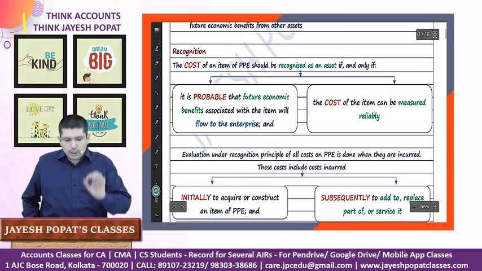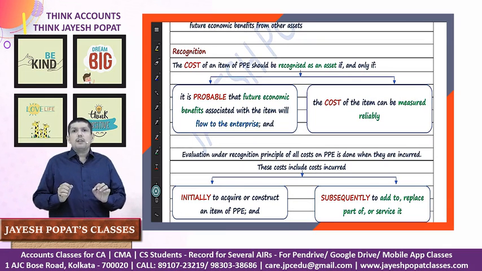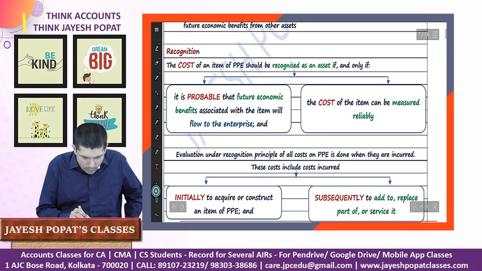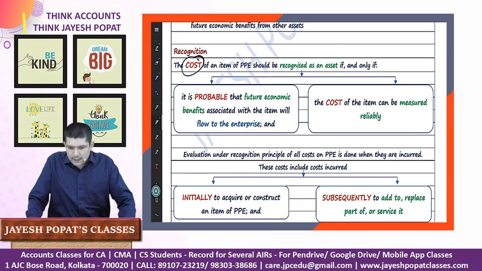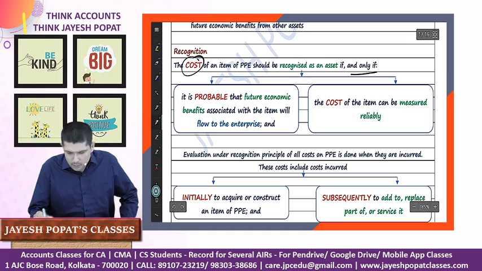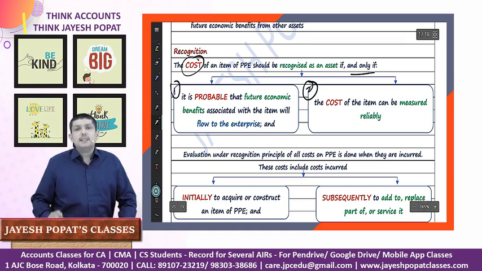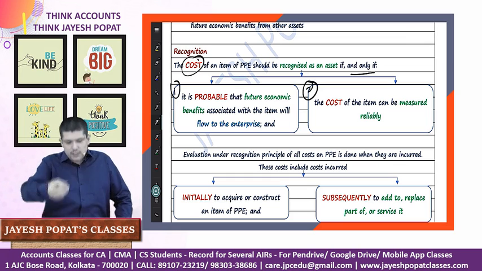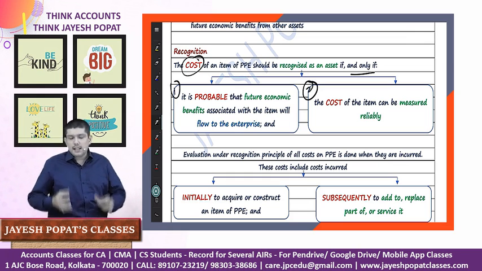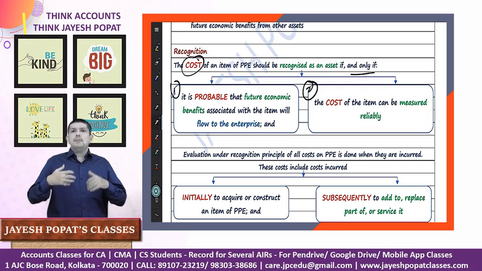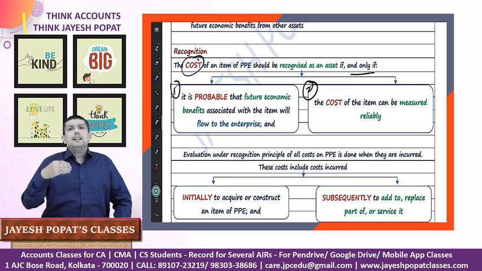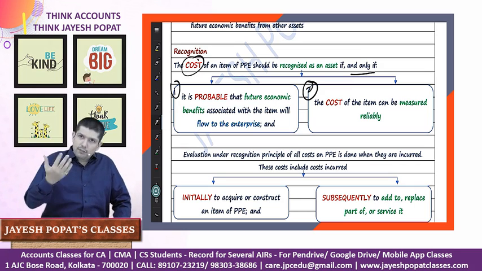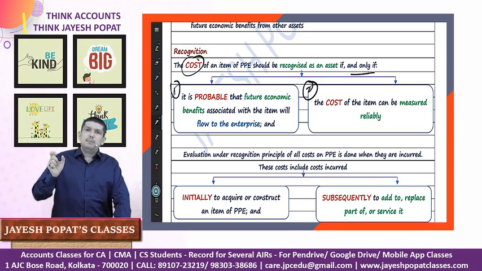Then we'll talk about the recognition aspect of it, that is, when will you record the PPE in the books of accounts, right? The PPE has to be recorded at cost. So it says that the cost of an item of PPE is to be recognized as an asset if and only if these two conditions are met. The first condition is that it is probable that the future economic benefits associated with that item will flow to the enterprise, and the second is that the cost of the item can be measured reliably. So the expenditure which you are incurring on PPE, you are expecting that the enterprise will get benefit out of that expenditure in future, and the cost of the item of PPE can be measured reliably.